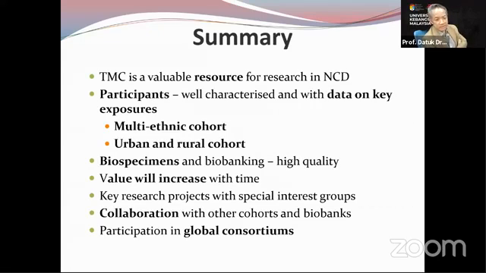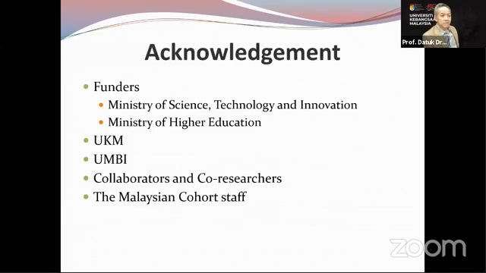And last but not least, participation in global consortiums, and that would put Malaysia on the global map of populations, large population-based cohort studies. I'd like to thank the funders.